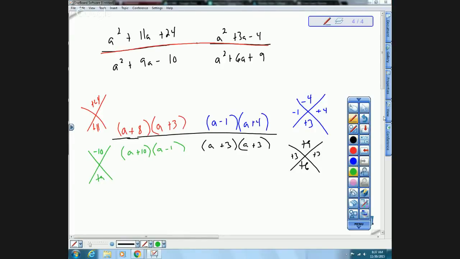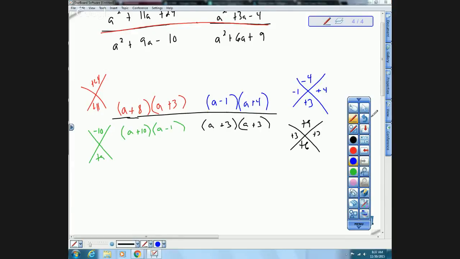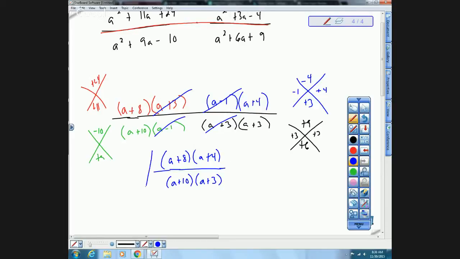All right, so now you've simplified in all 4 spots, so you're just going to see what cancels out. So an A plus 3 cancels out, an A minus 1 cancels out. Is that it? That is it. So I have A plus 8 and A plus 4 on top. And then on the bottom, we have A plus 10 and A plus 3. So we do not have to factor those back out, or FOIL them back out. We can just leave it like that. That'll be fine. They say to write it in factored form, which is what that means.